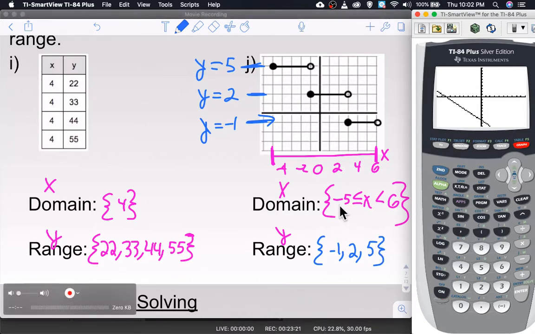So my domain exists from -5 to +6, and the range is just the values -1, 2, 5. It is just those 3 values. It does not exist anywhere else in between here, above there, below there, nowhere. Just those 3 values.